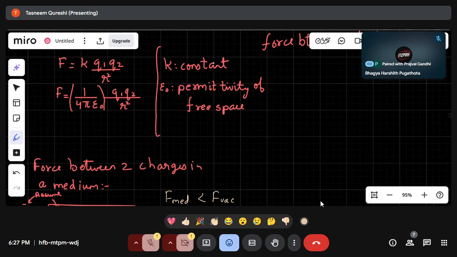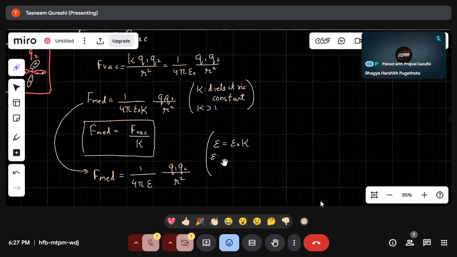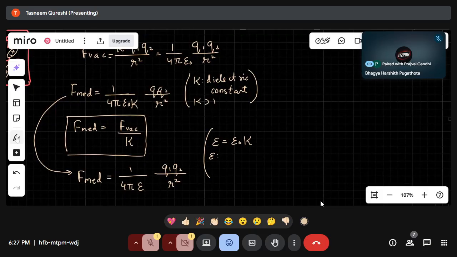This epsilon 0 was permittivity of free space. Free space means vacuum. Right now, we don't have vacuum. We have some medium. So we will write the name as permittivity of medium. So this epsilon is nothing but permittivity of medium.